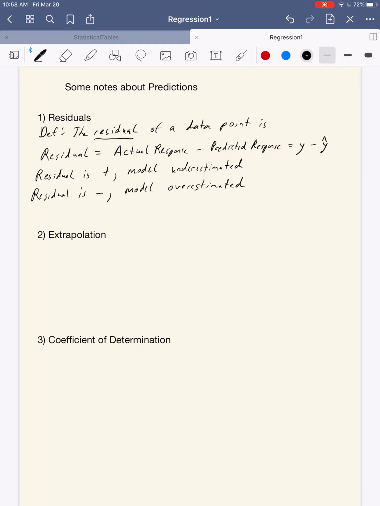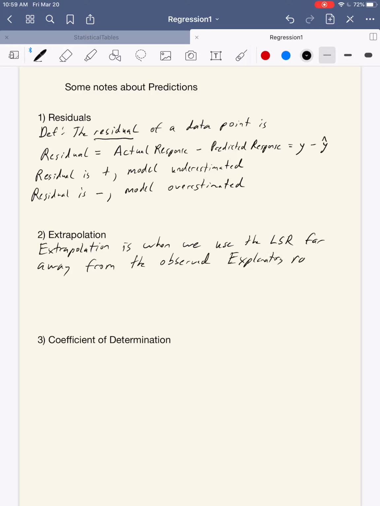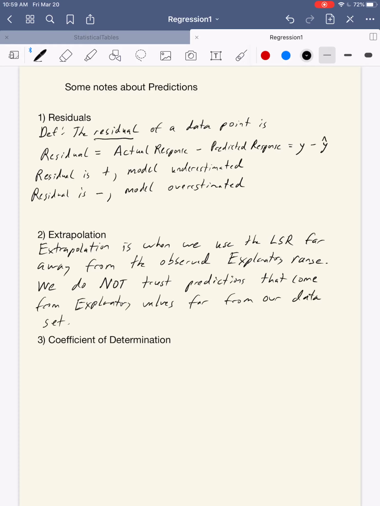All right, let's talk about our second idea here, extrapolation. Extrapolation is something that we're actually trying to avoid when making predictions. So, extrapolation is when we use the LSR far away from the observed explanatory range. We do not trust predictions that come from explanatory values far from our data set.